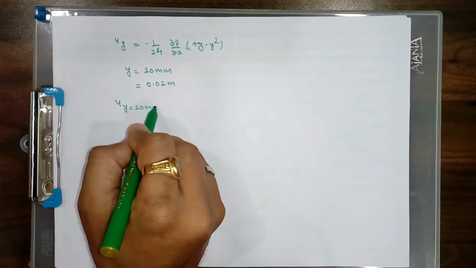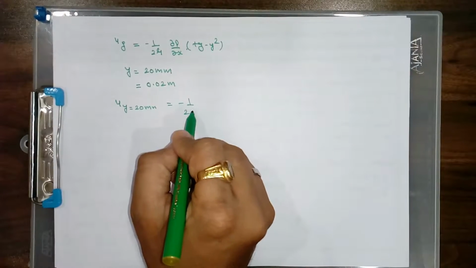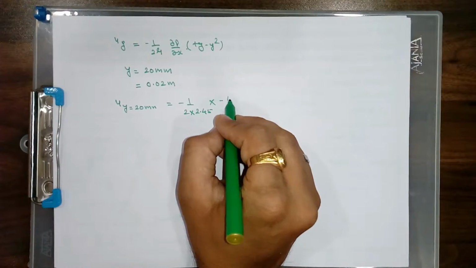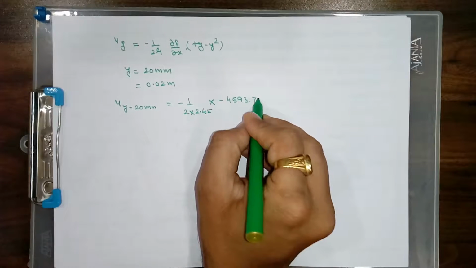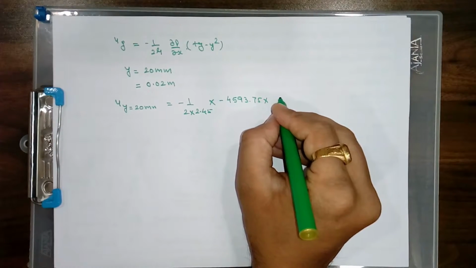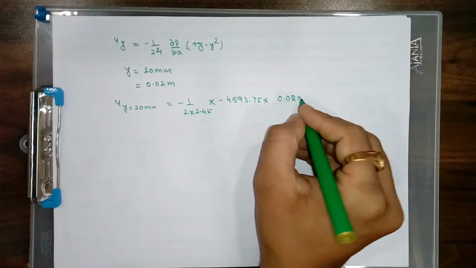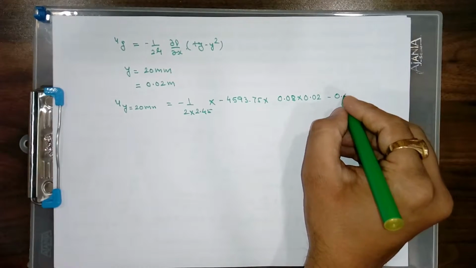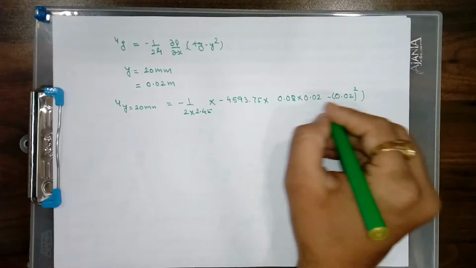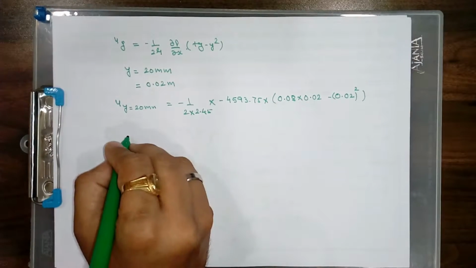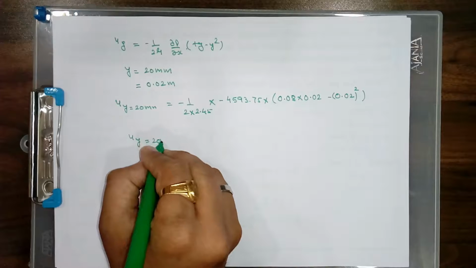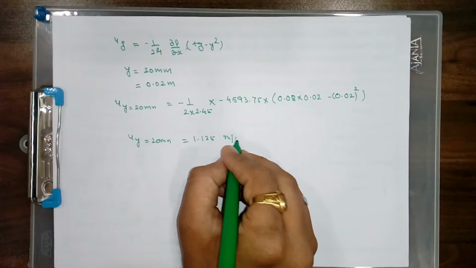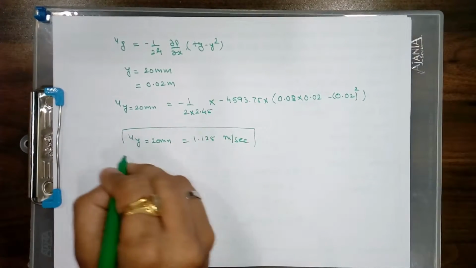So we get u at y equals to 20 millimeter equals -1/2, the mu having a value of 2.45, into the value of delta P, that is -4593.75, into the bracket of T, that is 0.08, into y, 0.02, minus y square, means 0.02 whole to the power 2. So we get u at y equals to 20 millimeter as 1.125 meter per second. So this is our final answer.